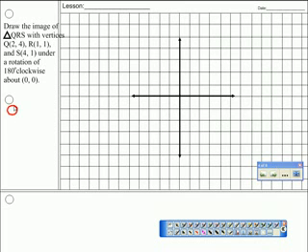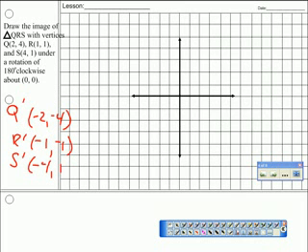So Q prime, I'm going to map out where the rotation is going to be. Q prime is going to be at -2, -4. R prime is going to be at -1, -1. And S prime is going to be at -4, -1. So what's going to happen here is we're going to start here at 180 degrees.